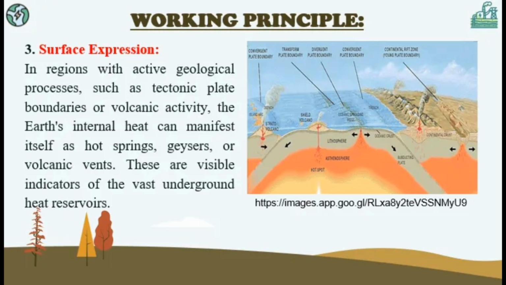In regions with active geological processes such as tectonic plate boundaries or volcanic activity, the Earth's internal heat can manifest itself as hot springs, geysers, or volcanic vents. These are visible indicators of the vast underground heat reservoir. So kana daw, mga region nga nay active geological processes, nga nay mga tectonic plate or mga volcano, and that way the internal heat can manifest itself, adto sila magpagawas sa more like sa mga hot springs, sa mga geysers or mga volcanic vents.